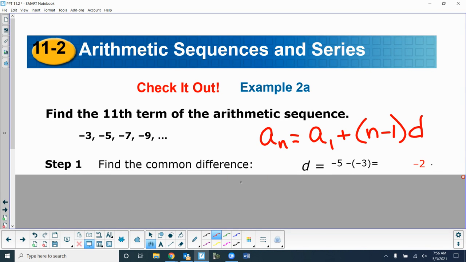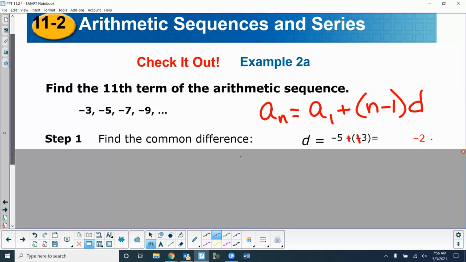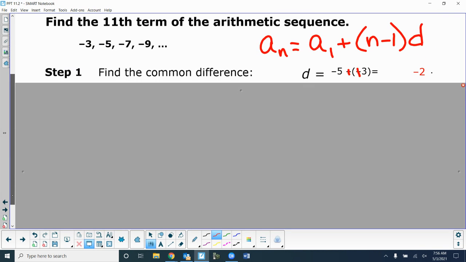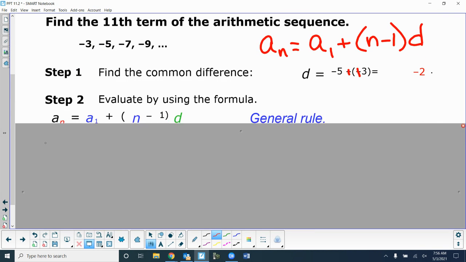What's minus a negative? Addition, right? So the common difference is -2. And then we just, again, substitute in.